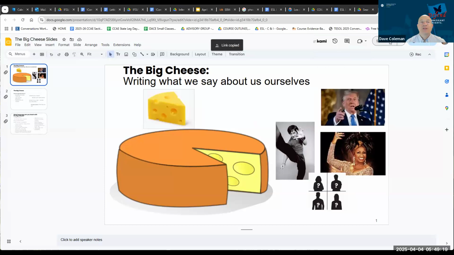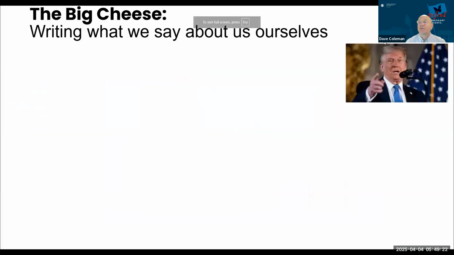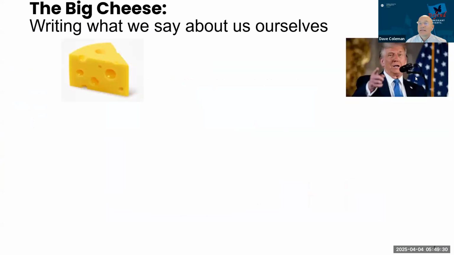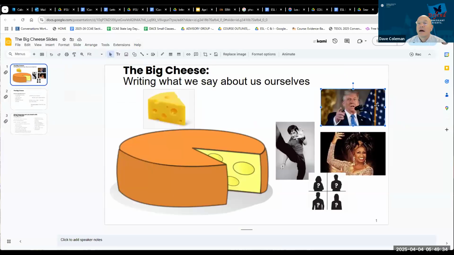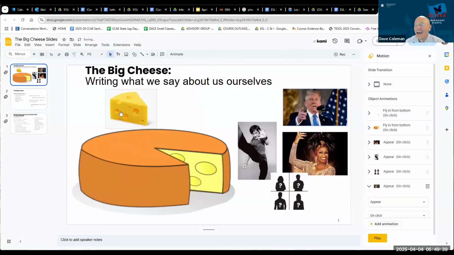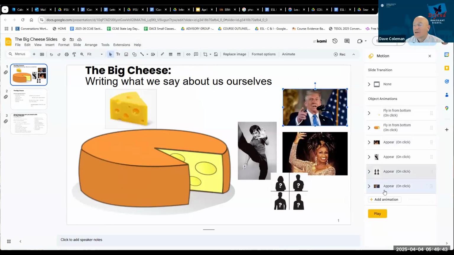It looks like this, the big cheese, writing what we say about ourselves. So you say, who do you see on the screen? It's the president. Whoops, I gotta clean this up. Sorry, I made a mistake. Let me add an animation here so that it comes up in the right order. Okay, let me do it again.